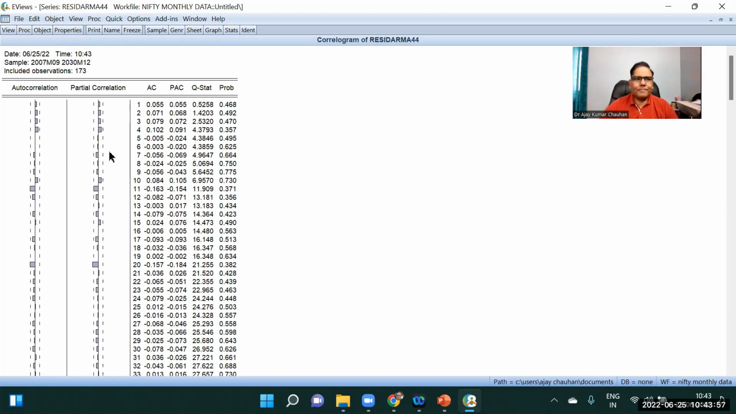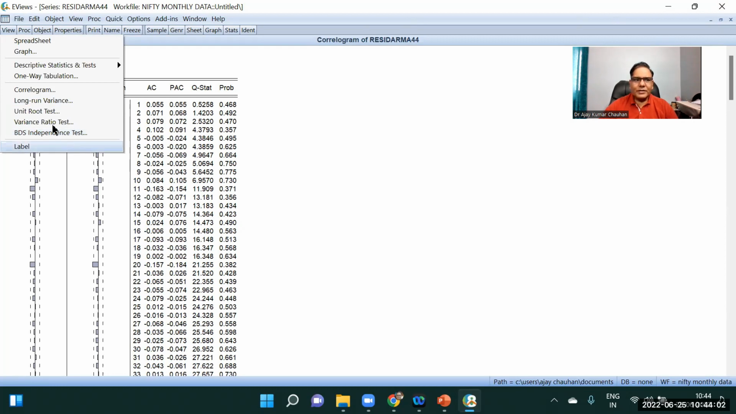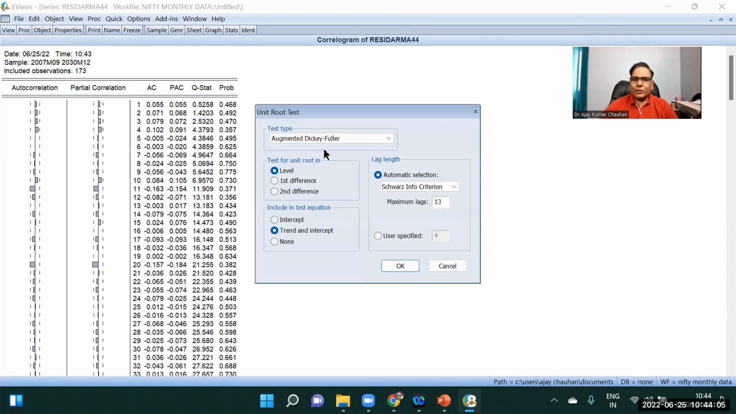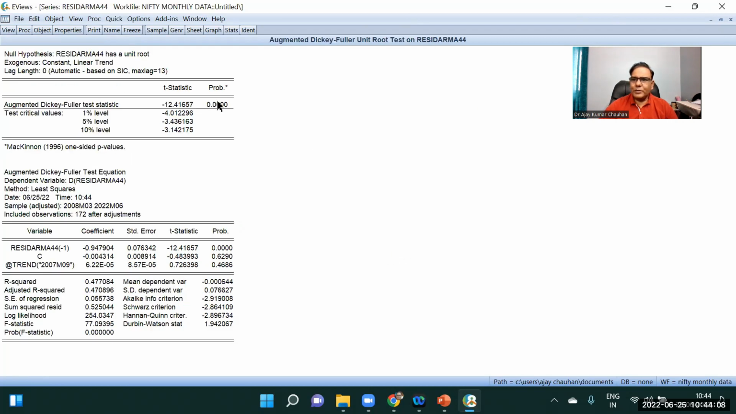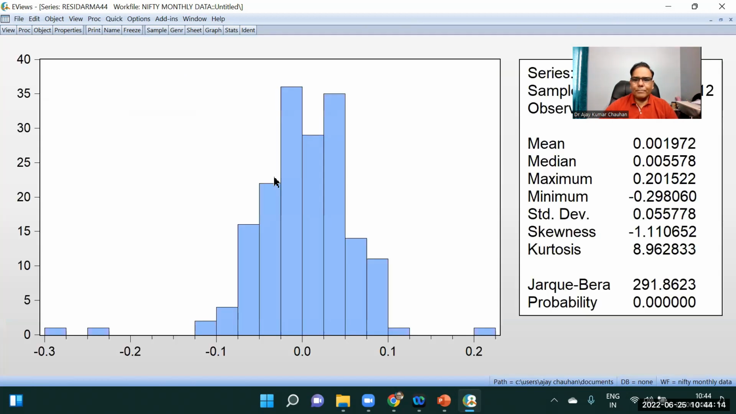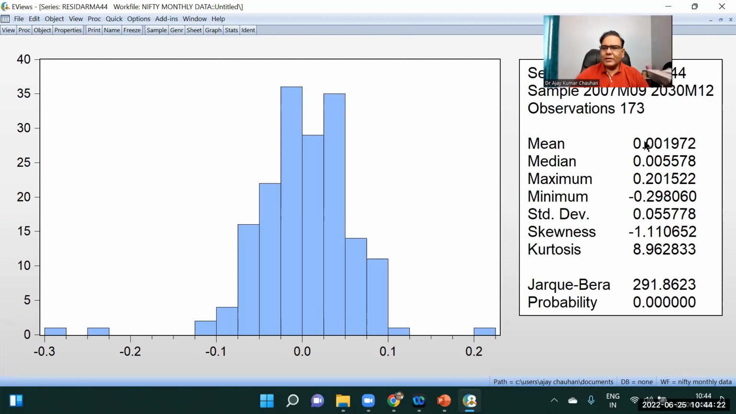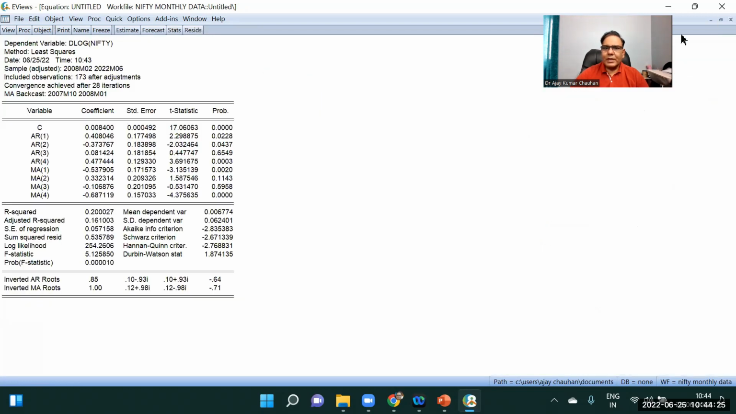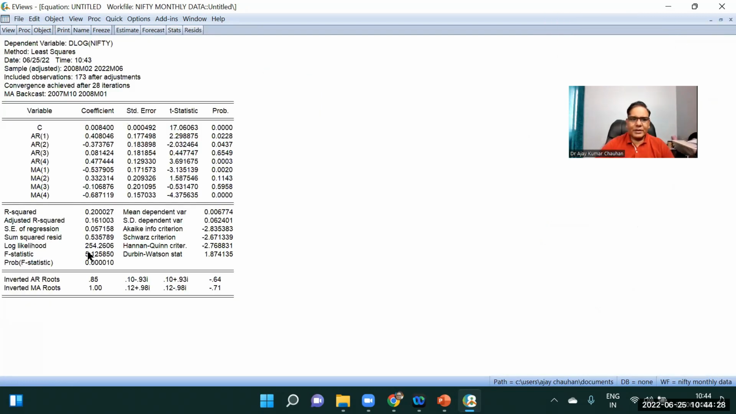And the second thing which you need to check is the unit root test of the error term. It must be stationary. Then you have to check the normality. Yeah, seems to be normal. Some outliers are there. Mean is almost zero. Fine. So this is the diagnostic testing. Diagnostic testing means whether the error terms are having any information left or not. So we have seen in the correlogram that there is no information left. So now we can see that this model is better.